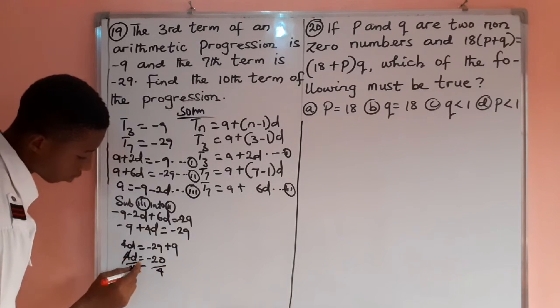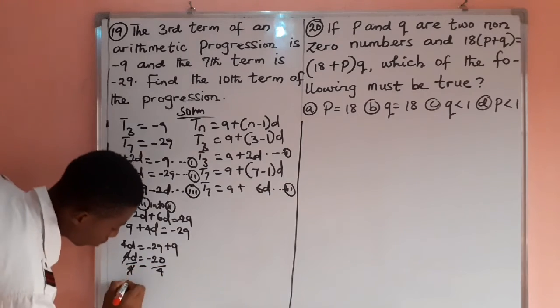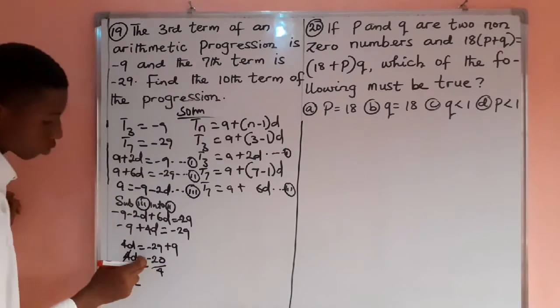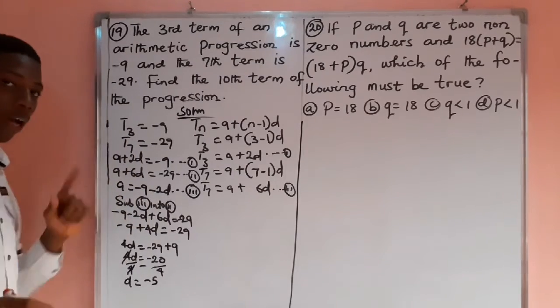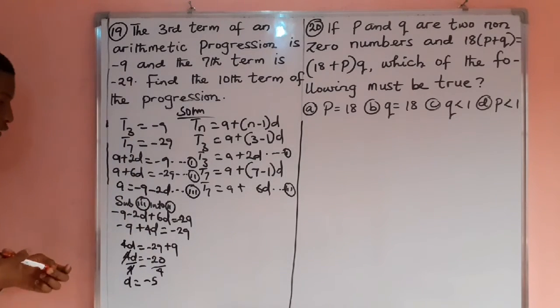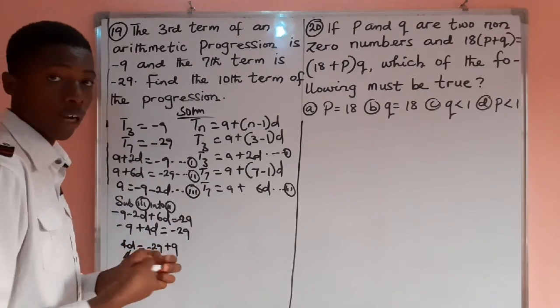The 4 goes here, the 4 goes here, that's out. So d is equals to minus 20 divided by 4, which will give us minus 5. Now we have solved for d. We also have to solve for a, since we don't know the value of a.